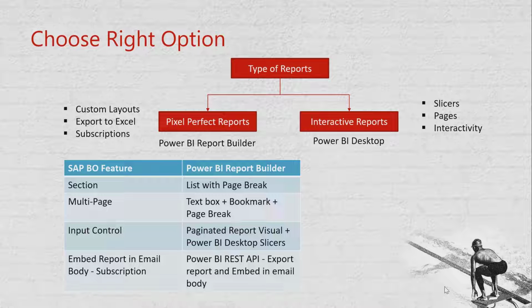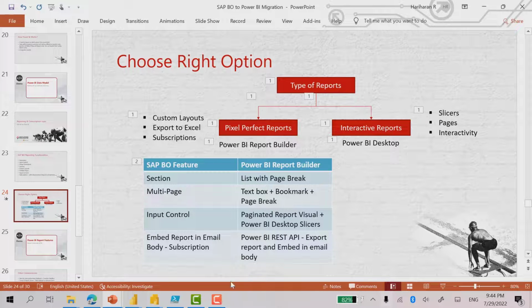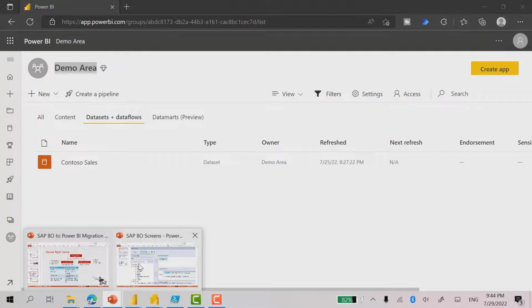So when you have these features in place, always use a paginated report. In a paginated report you have a concept called list, and with that you can achieve the sections. Let me quickly show you the demo. Before that, let me show you the SAP BO screens.